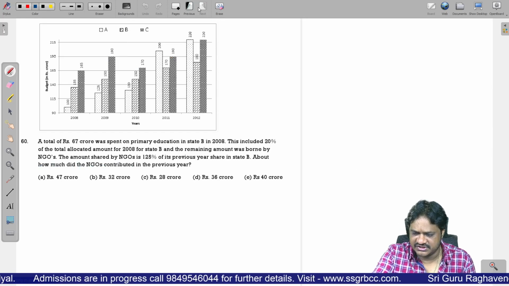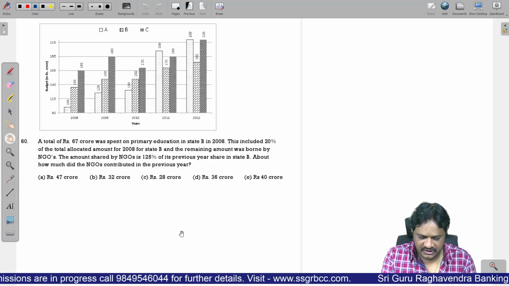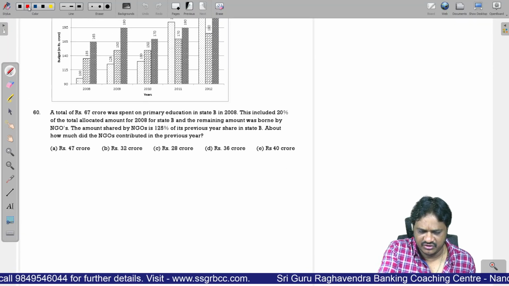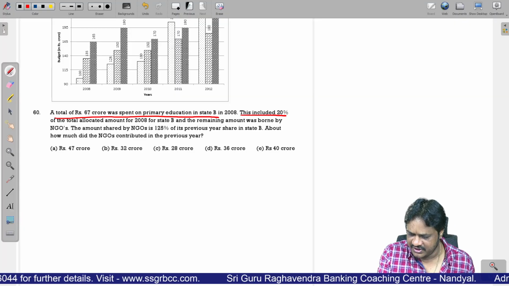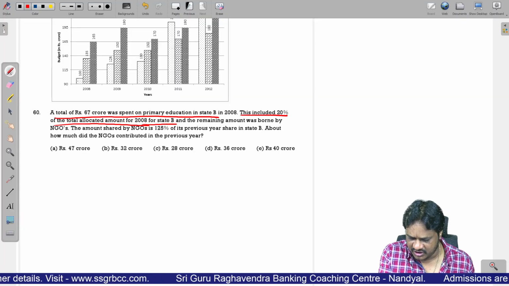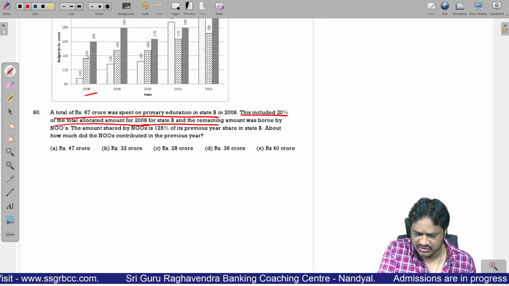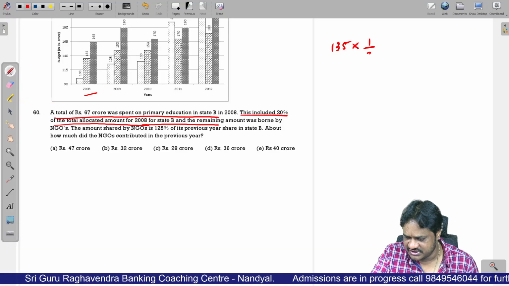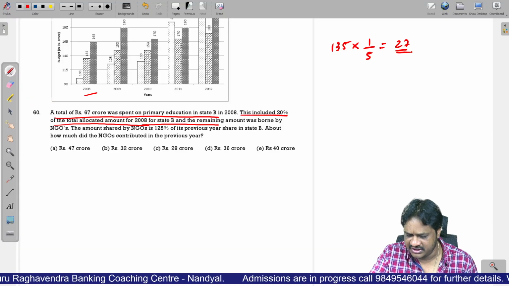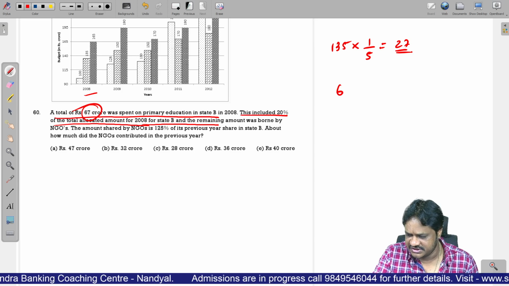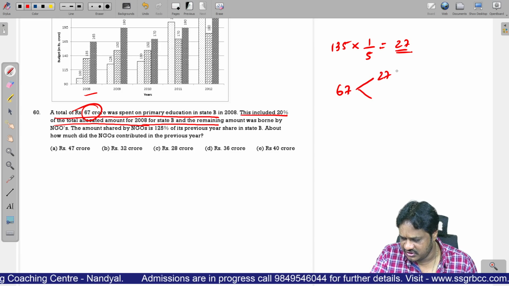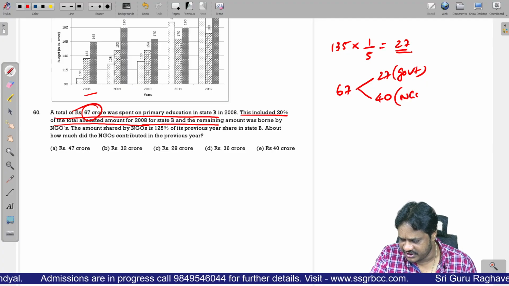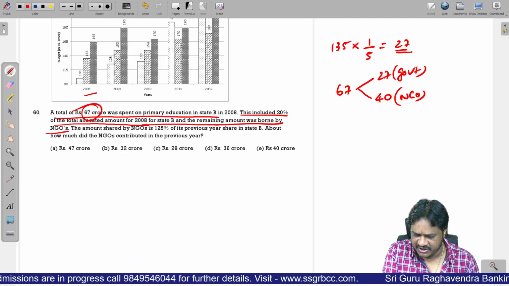Let us see the next question. A total of 67 crores was spent for primary education for B in 2008. This includes 20% of the amount allotted for 2008 for B. B 2008, what is the value? 135. In this 20% means 1 by 5. That will give 27. But how much amount was spent? 67. Out of 67, 27 is from government, and the remaining 40 is from NGO.